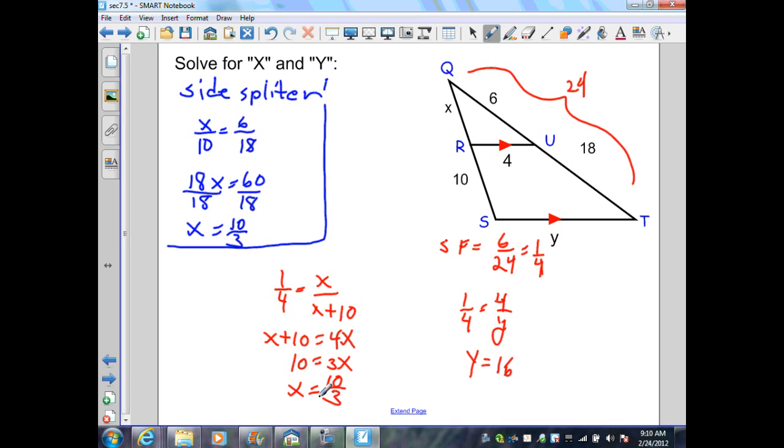Therefore, I recommend not using the side splitter theorem. You can see it works, but don't get caught in the trap that you solve the bases in that fashion. I still need a scale factor, so I always go right at the scale factor.